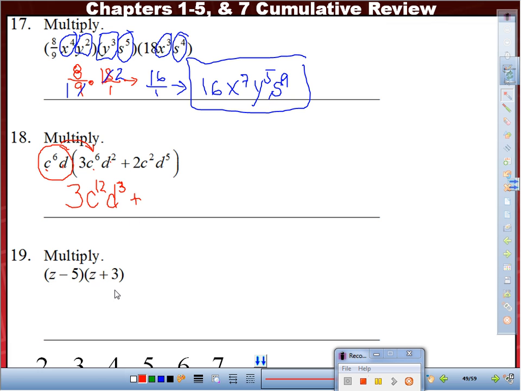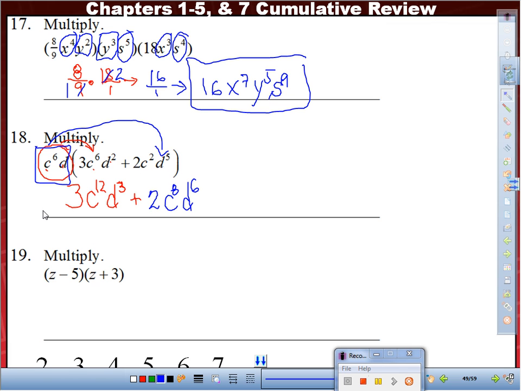Then it's plus. Now I do the same thing, this one, but now times the second term. So let's see. What is C to the 6 times C to the 2nd? C to the 8. D to the 1st times D to the 5th, that's D to the 6th. This is a coefficient of 1. 1 times 2, that's 2.